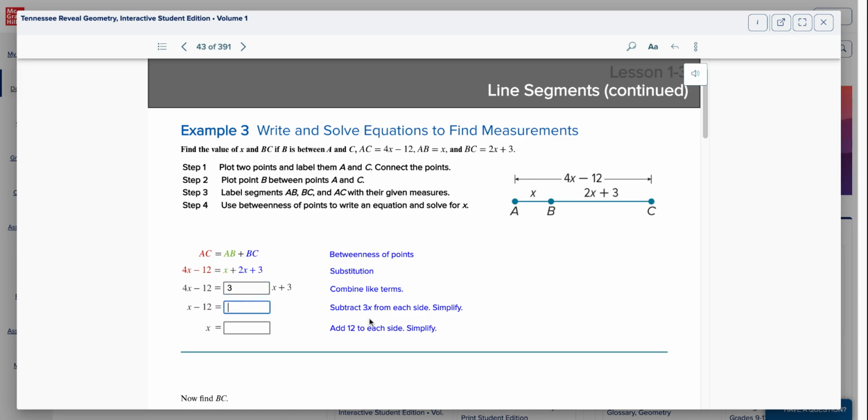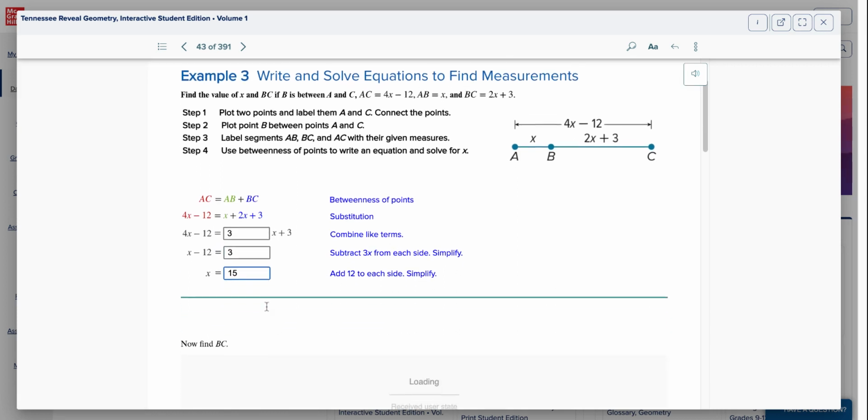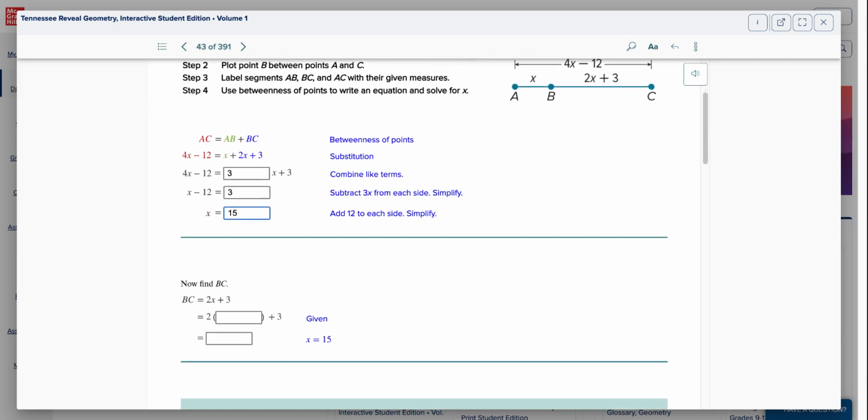All right, they want me to subtract 3x the other side. Very well. So minus 3x over here, minus 3x from the 4x leaves me an x. Bring down your minus 12, bring down your 3. And the last step, add 12 to the other side. So the opposite of subtracting 12 is to add 12. Well, 3 plus 12 is 15. There you go. Got that one done.